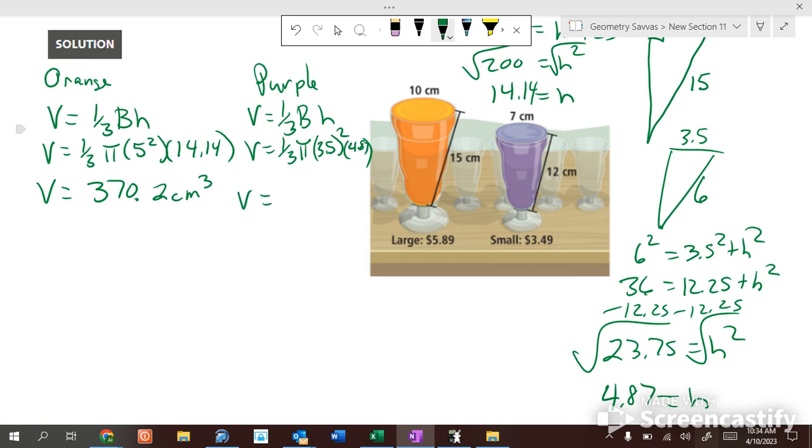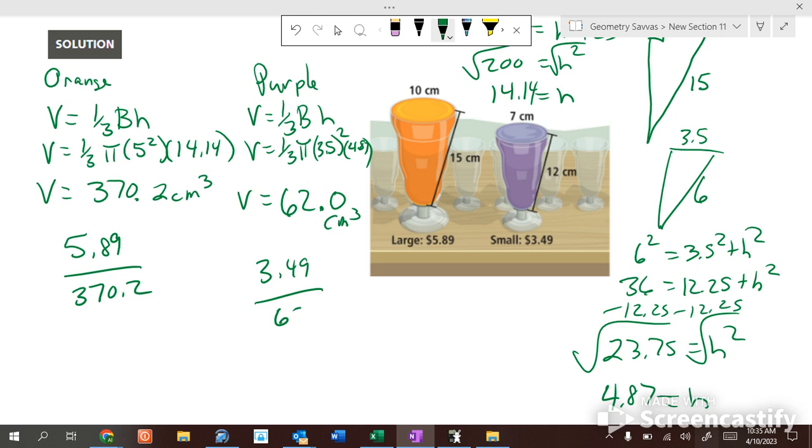So take 1/3 times pi times 3.5 squared times 4.87. 62.0 basically, centimeters cubed. So now let's take the price, $5.89 divided by 370.2, and then $3.49 divided by 62. I bet Donovan's right that the larger one is a better deal, because it's like 5 times as much.